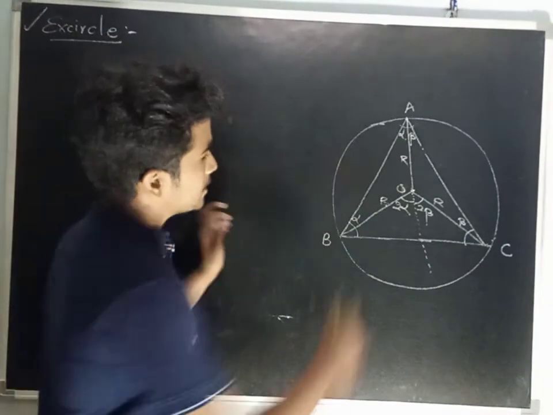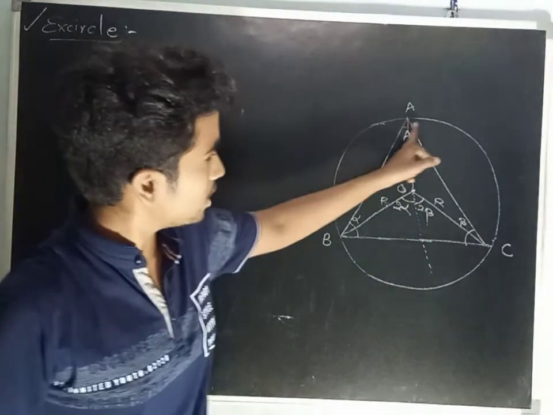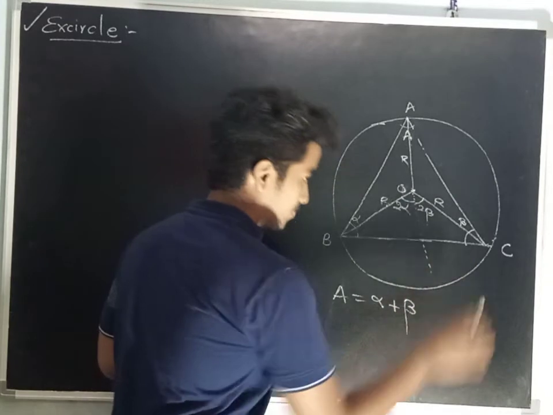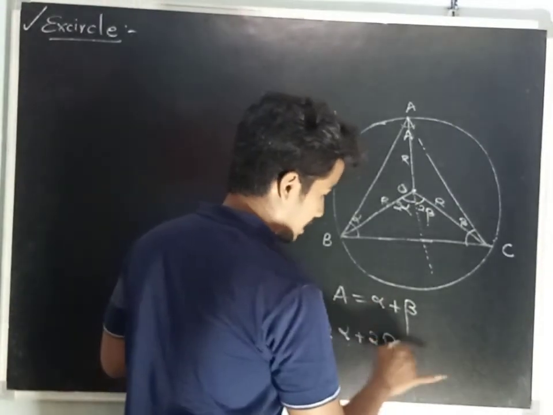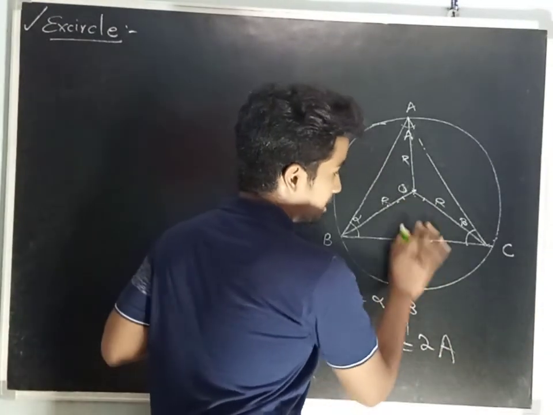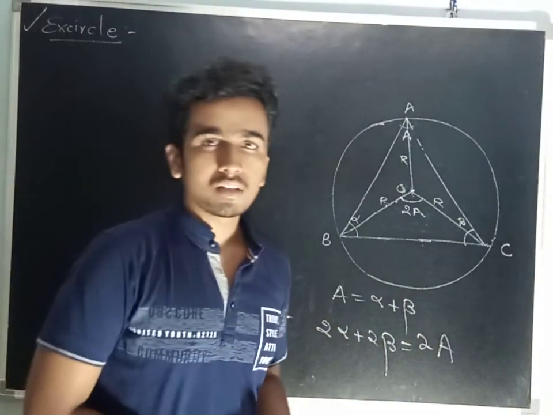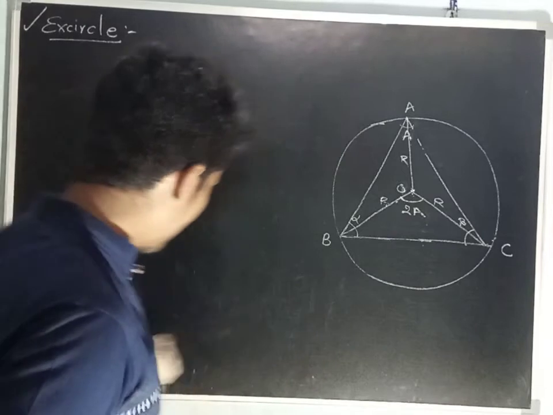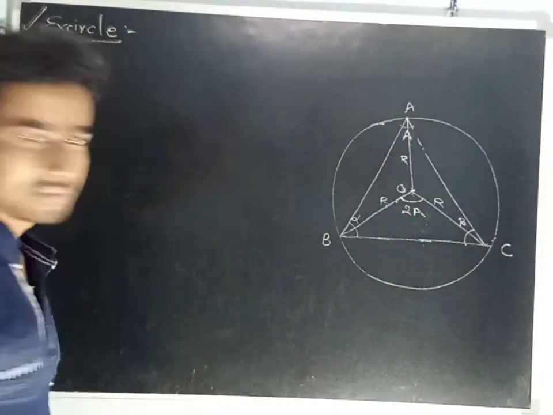Here alpha plus beta is nothing but A. Right? This whole angle is A. A is equal to alpha plus beta. Here it is 2 alpha plus 2 beta. It's nothing but 2A. Right? So this angle is going to be 2A. Indirectly I have explained the proof why the angle at the center is twice the angle at the circumference. Okay?